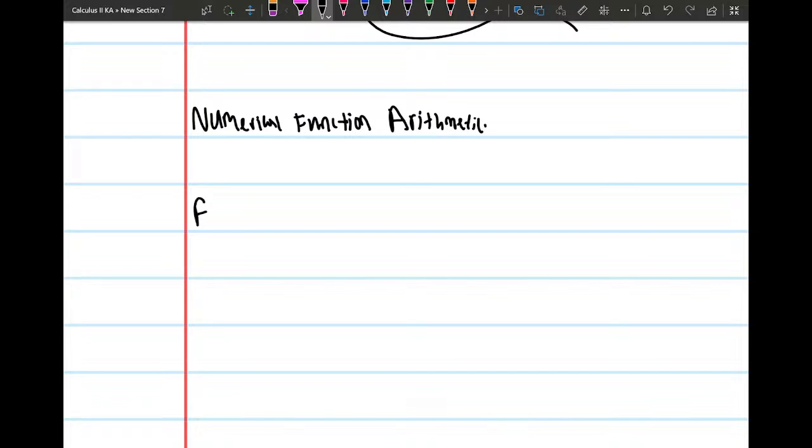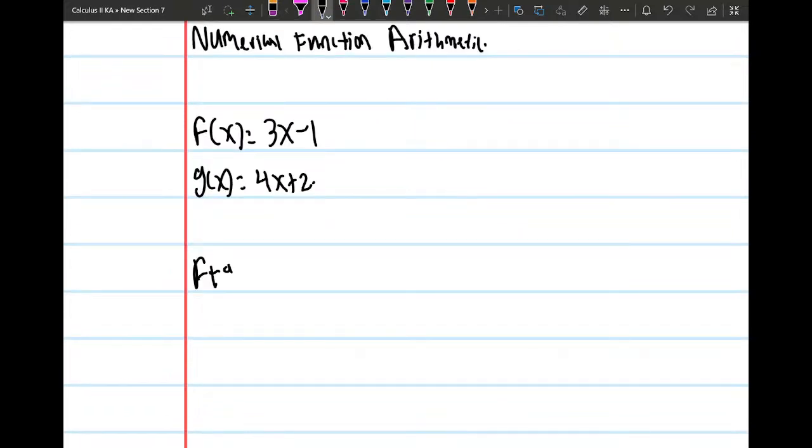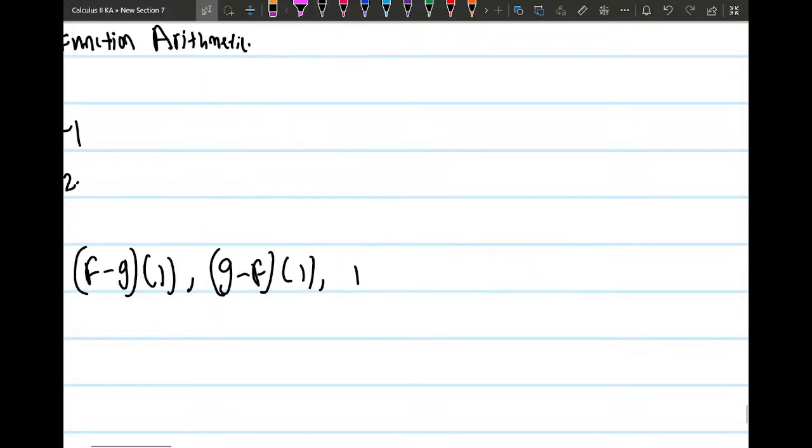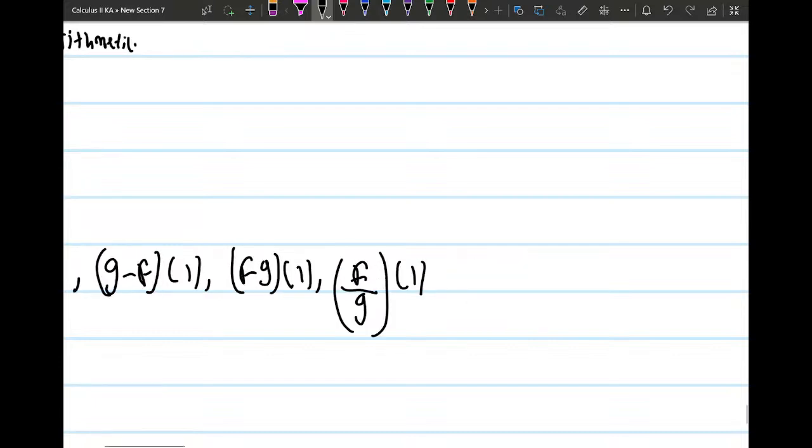So if I have f of x equals 3x minus 1 and g of x equals 4x plus 2, I want to find the following: f plus g of 1, f minus g of 1, g minus f of 1, f g of 1, f over g of 1, and g over f of 1.